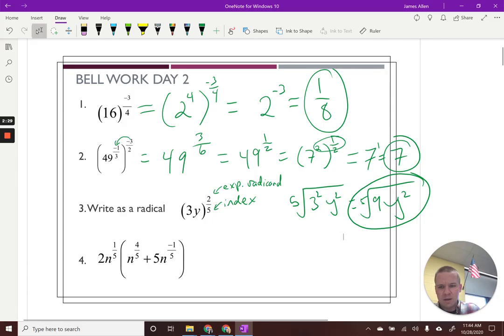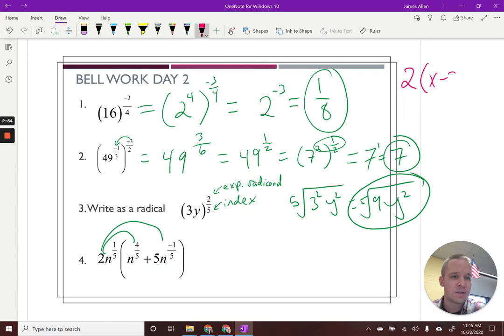Let's keep it going. All right, I've got 2n to the 1/5 outside of the parentheses multiplied by the quantity in there. Well, what can I do here? Because this is out in front of the parentheses, this is not an exponent of the parentheses, so I can distribute this into each term. Think about this. As a little sidebar, if I had 2 times the quantity x minus 3, I can distribute that in to get 2x minus 6. Got to make sure I distribute it.